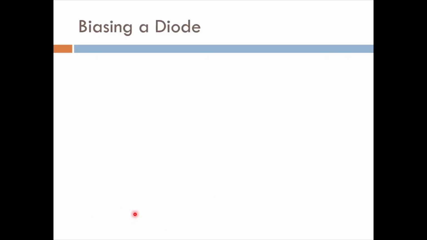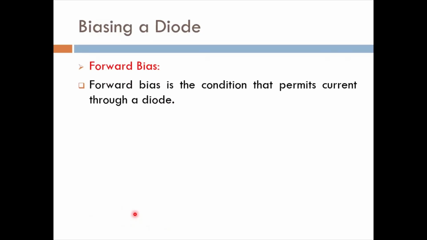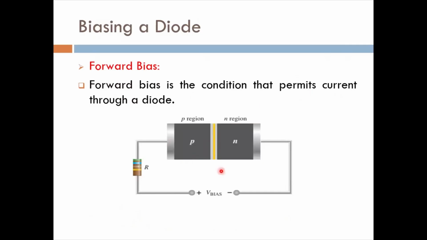So biasing a diode, when we apply forward bias. Forward bias is that condition in which current is allowed through the diode, or current flows through the diode. So this is the diode. This is a resistor, an external resistor for limiting the current. This is the bias voltage. Now the bias voltage is such that plus is connected with the P side, minus is connected with the N side. This condition is forward bias.